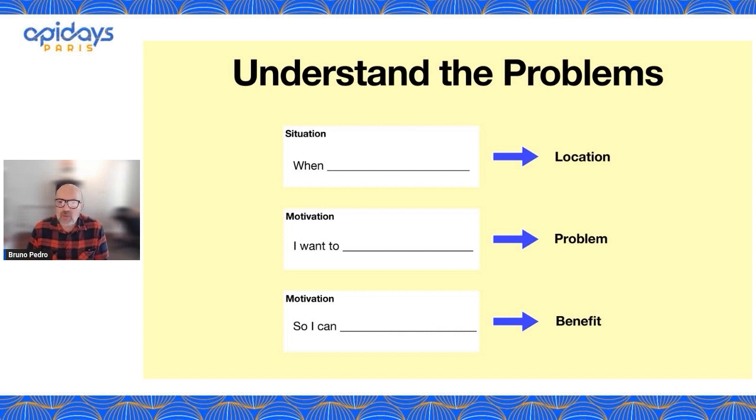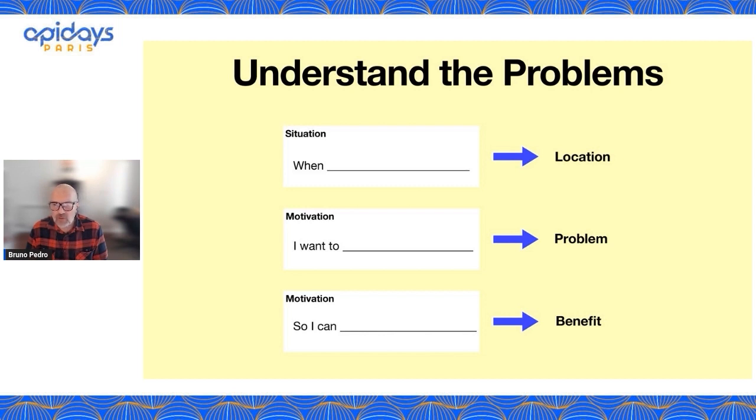And then motivation, you need to ask the user what exactly do they want to achieve. So this is what we can call the problem, right? And then finally, what they expect the outcome to be after they achieve what they're looking to achieve. So that's what we can call the benefit.